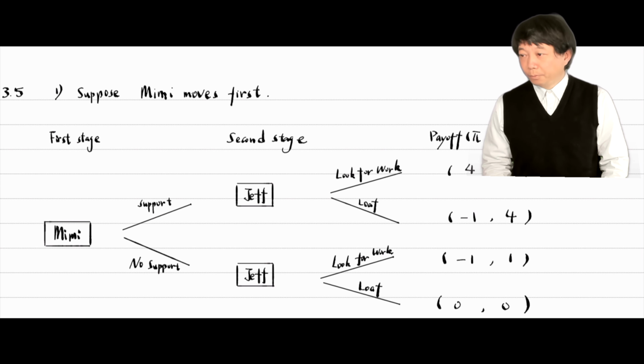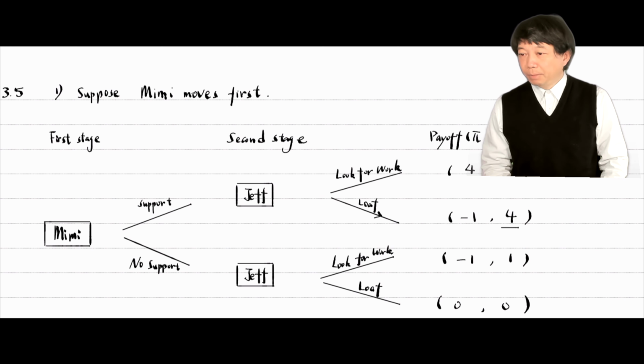Suppose Mimi moves first. There are two stages in this sequential dynamic game. We first consider Jeff's strategy in the second stage. Given that Mimi supports her son, Jeff gets 2 if he looks for work, but 4 if he loafs. Jeff's best response is to loaf. We underline his payoff 4 and add an arrow on the path.